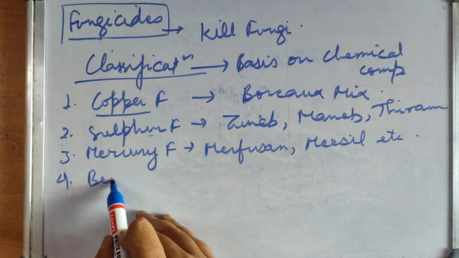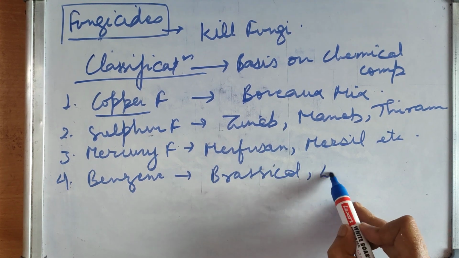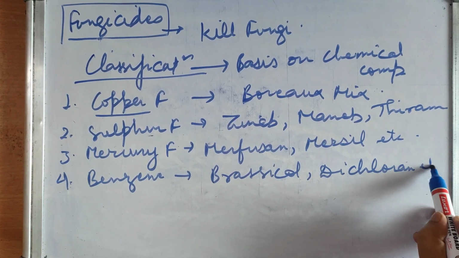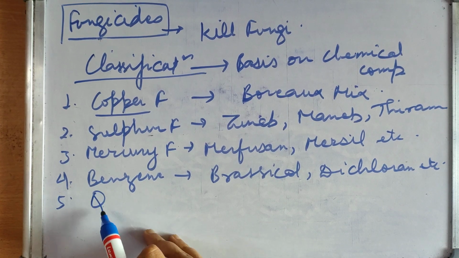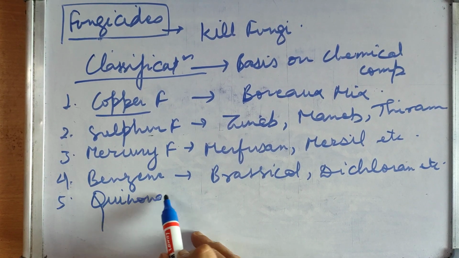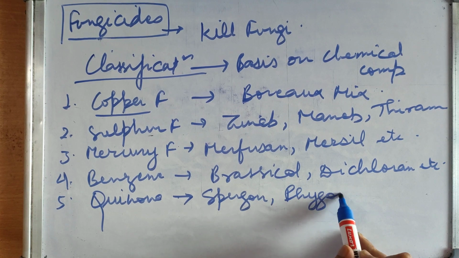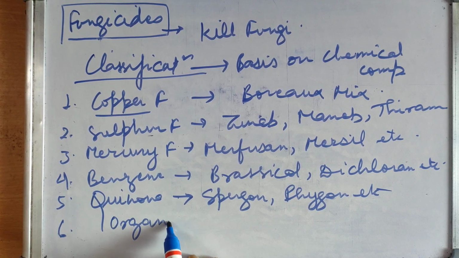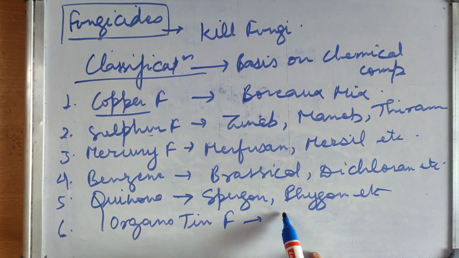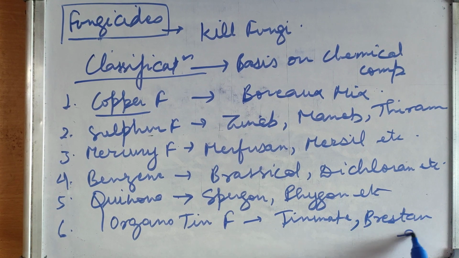Fourth one is benzene fungicide. For example, you can write Brassicol, dichloran, etc. Fifth one is quinone fungicide. These are Spergon, Phygon, etc. Sixth one is organotin fungicide. These are Tinmet, Brestan, etc. So this was about fungicide and its classification.